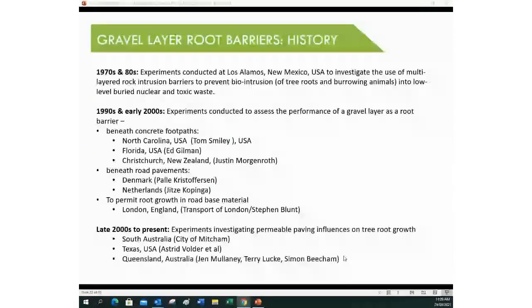They started using rock as a biobarrier to stop tree roots and vermin. Some arborists in the US and Europe and the UK took this on board in the early 2000s, late 1990s, and progressed it under pavement. And that's really what directed us to look at permeable pavement, which has a standard gravel base layer. So it's built on 50 years of research plus.